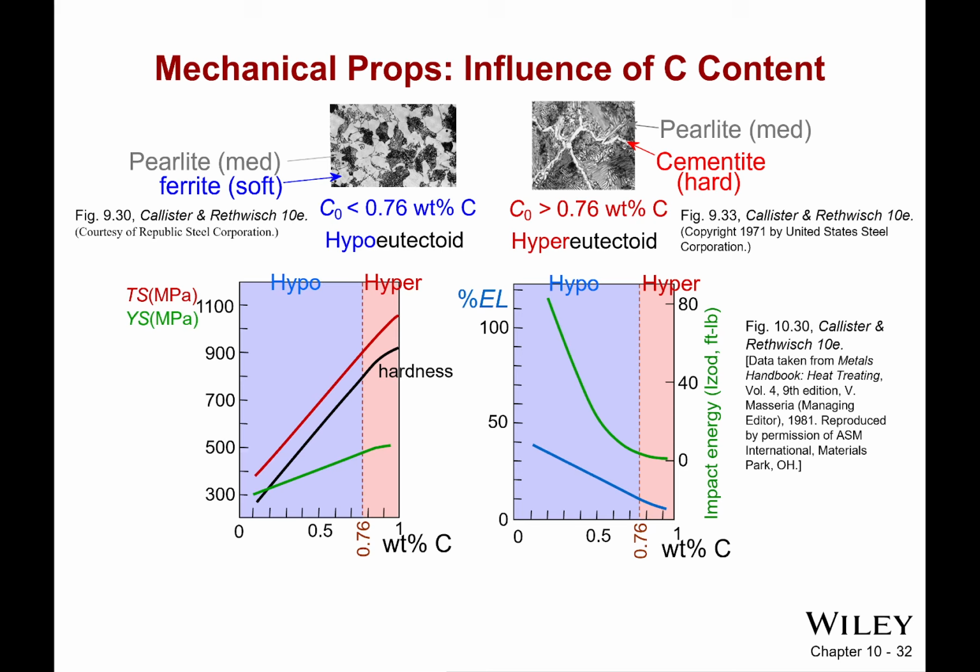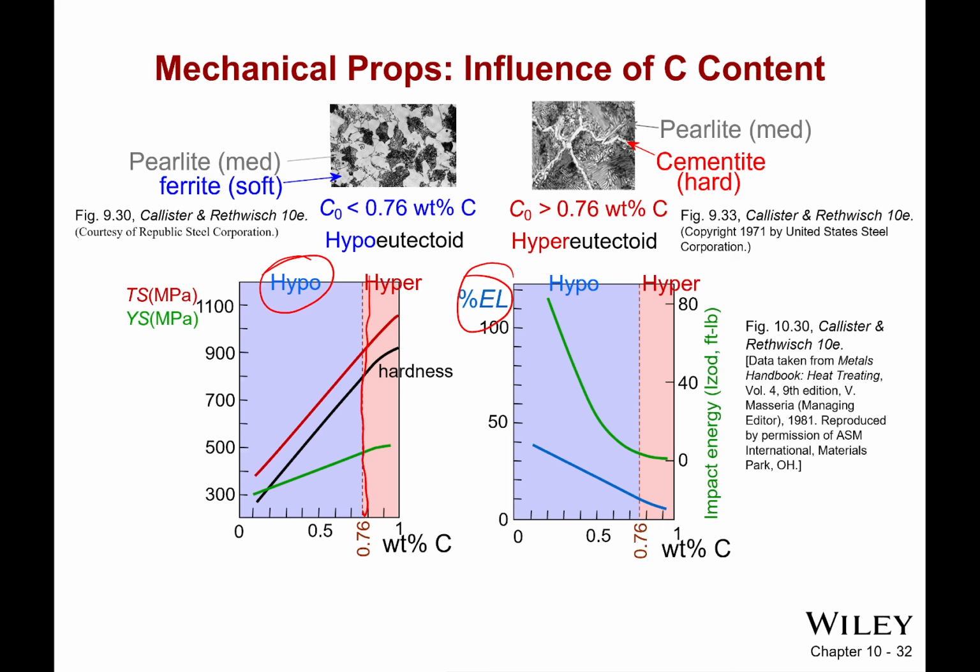Think about it this way. Cementite is hard, okay? Ferrite is soft. And pearlite's in the middle. So if I'm at that perfect eutectoid point and I start adding more soft stuff to go hypoeutectoid, well, obviously I'm going to have less strength and more ductility because it's softer. I'm adding more of the squishy stuff.